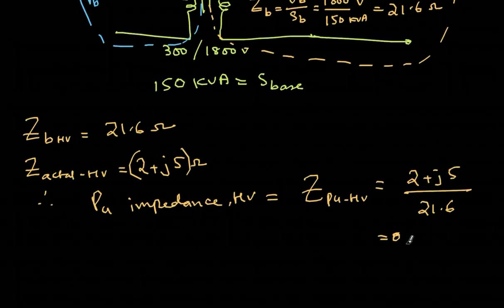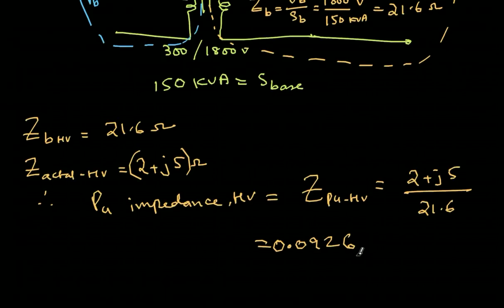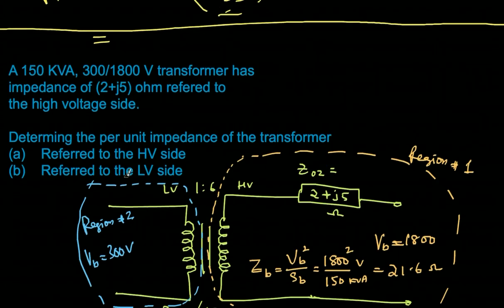So let me just write it neatly here. 0.0926 plus j0.2314, rounding it off. So this is my impedance referred to the primary or high voltage side of the transformer. So this part I have completed.